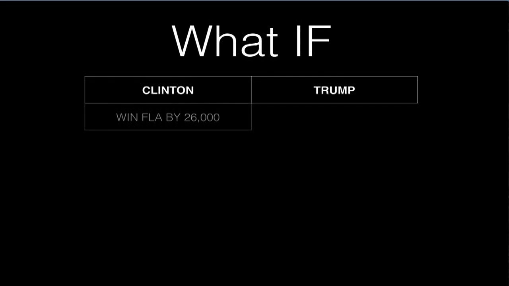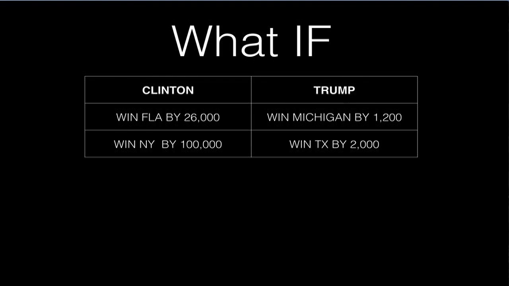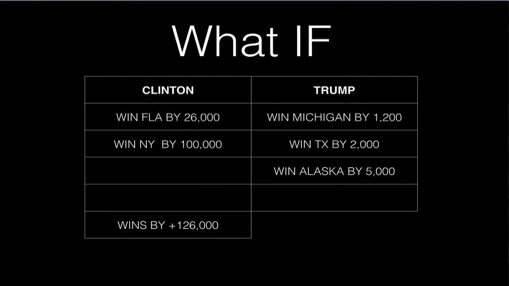But let's say that you have Clinton and Trump just as an example, and let's say, again, just as a hypothetical example, Clinton would win Florida by, say, 26,000 votes, while Trump wins Michigan by, say, 1,200 votes. Then Clinton wins New York by, say, 100,000 votes, and Trump wins Texas by, say, 2,000 votes, a narrow margin. Let's also give Trump Alaska by 5,000 votes. So in this hypothetical situation, Clinton would have, to the upside, 126,000 votes out of those two states, and Trump, out of 3 states, would be up by, say, 8,200 votes.